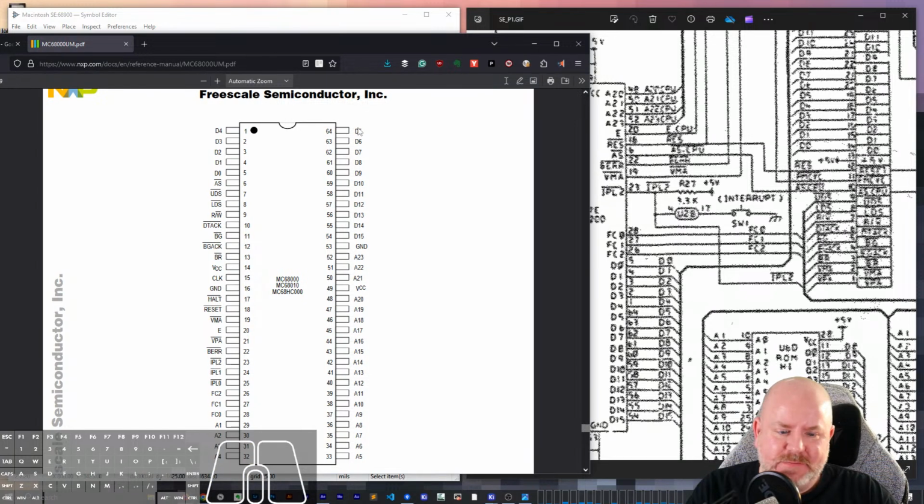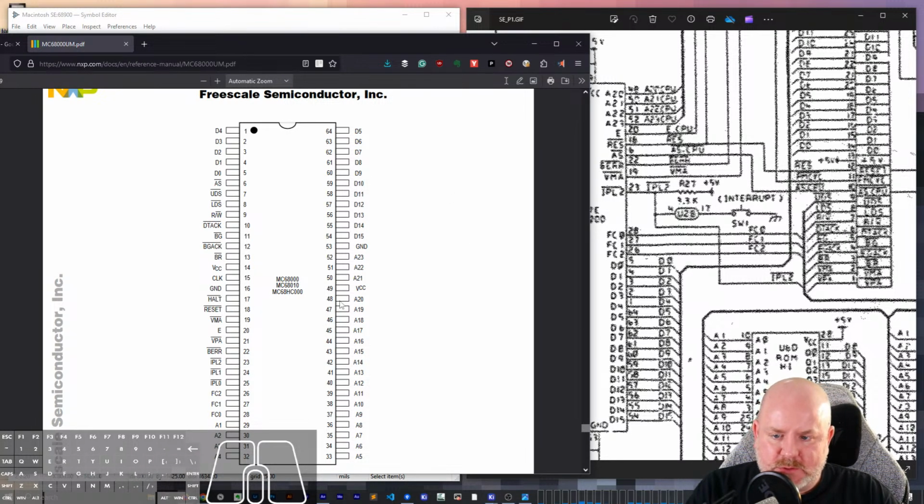Let's make sure. So D5 here is 64. This is 64. Okay, that looks correct. So we should be 64, 63, 62, 61. So D, or 64 to 54. So 64 down to 54. Okay, data looks good.